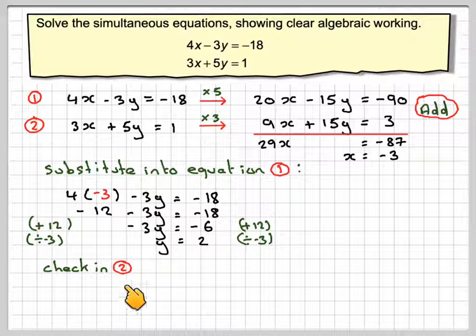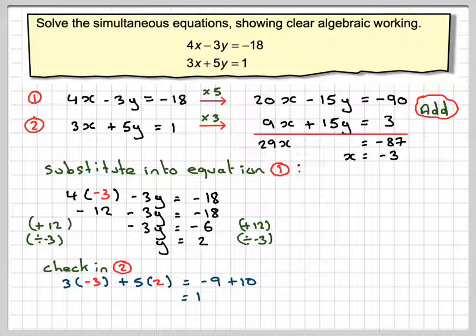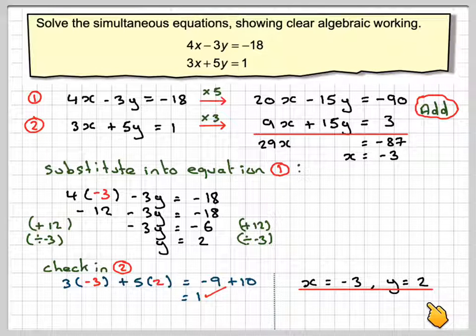If we check in equation 2, i.e. if we put a value of x and y in here, do we get 1? 3 times minus 3 plus 5 times 2, that's going to give me minus 9 plus 10, which in fact does give me 1. So that's what I wanted, so that's okay. So my two values are okay, so just write them out. x is minus 3 and y is equal to 2 is the final answer.